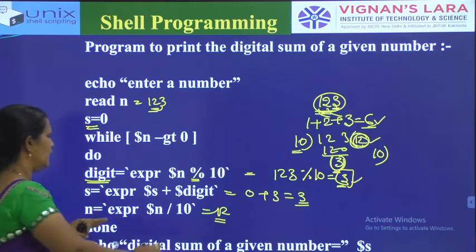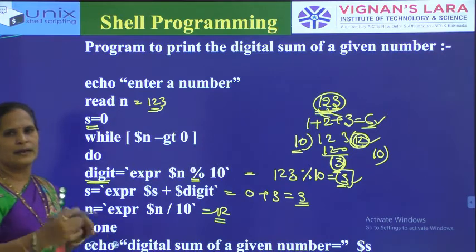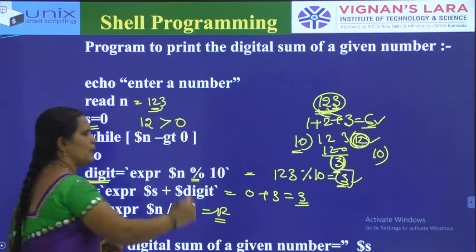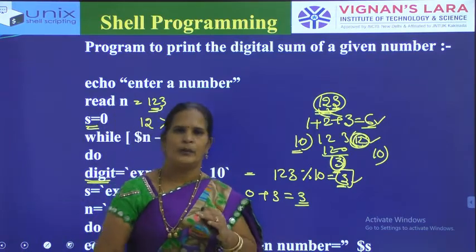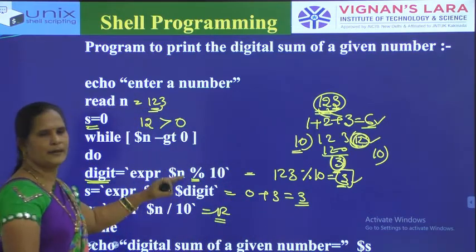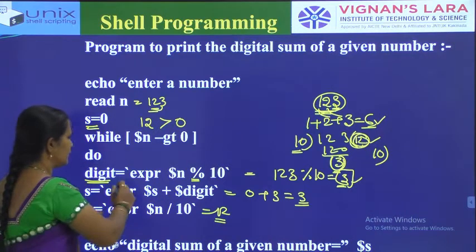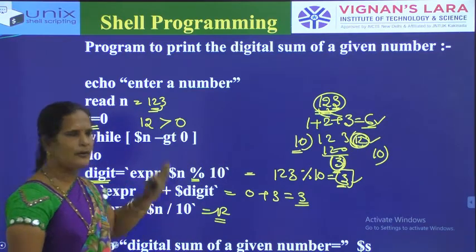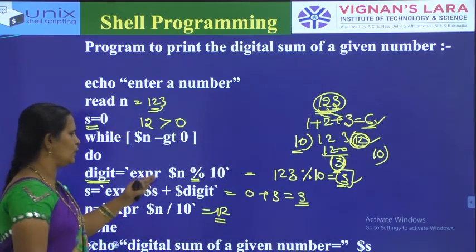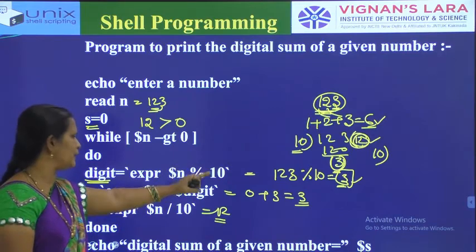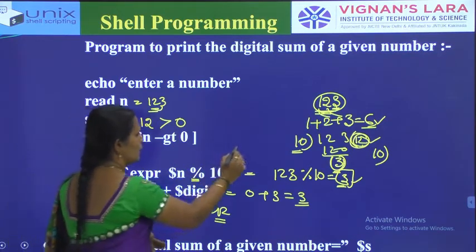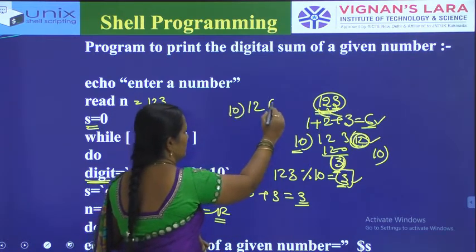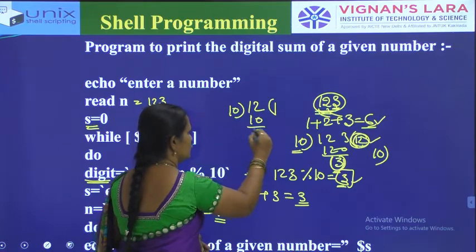Next, again we have to check whether this number is greater than 0 or not. Now the n value is 12. 12 greater than 0, the condition returns true, so these statements are executed. Already the digit value is 3. Now digit is equal to $n percentage 10. The n value is 12, and 12 percentage 10 gives 2.